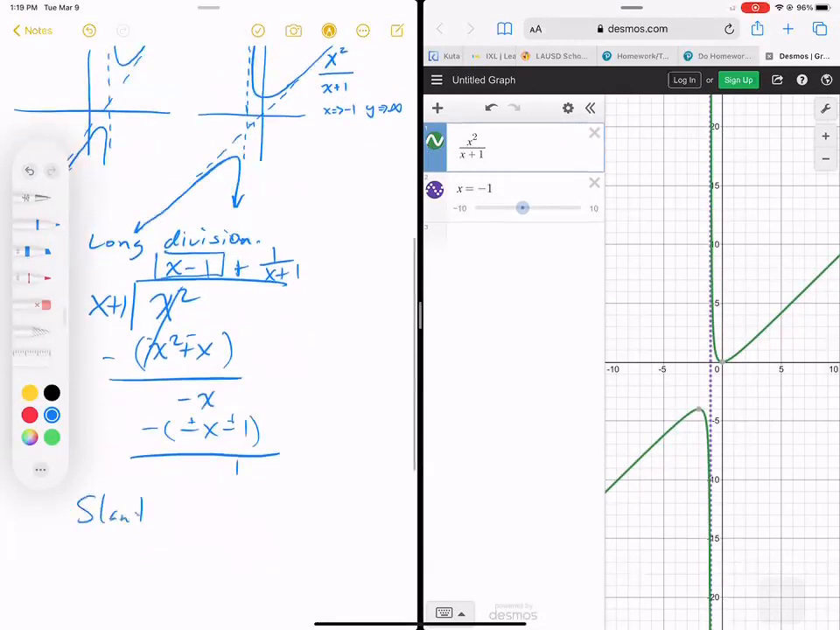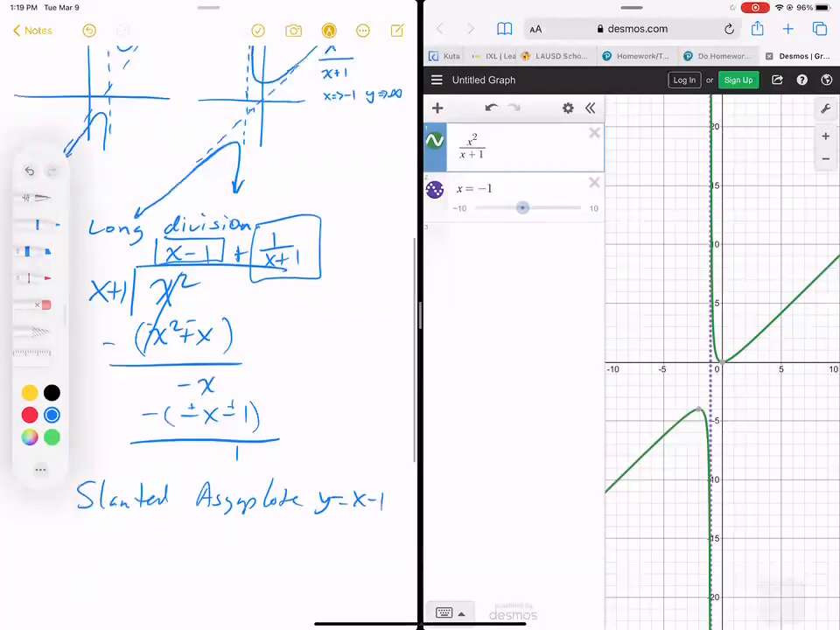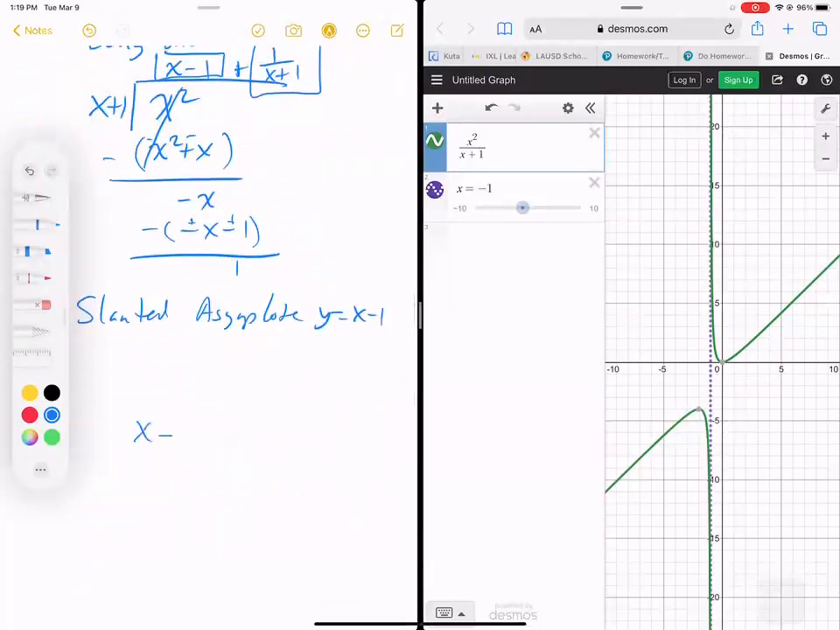Slanted asymptote: y is equal to x minus 1. What happens to the 1 over x plus 1? Let me ask you on the graph to the right. As x gets bigger, what happens to that fraction, 1 over x plus 1? As x goes to infinity, what happens to y equals 1 over x plus 1? If I plug in 10, 100, 1000, what's 1 over 1001? Isn't that approximately 0?